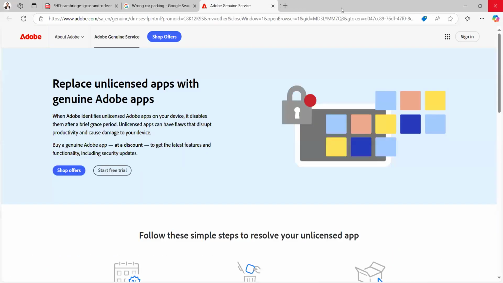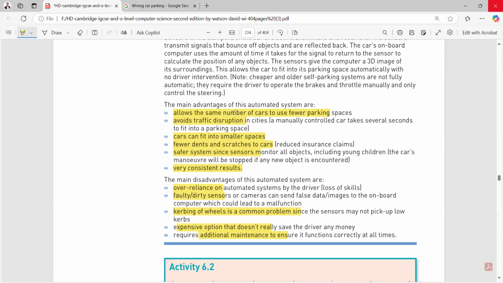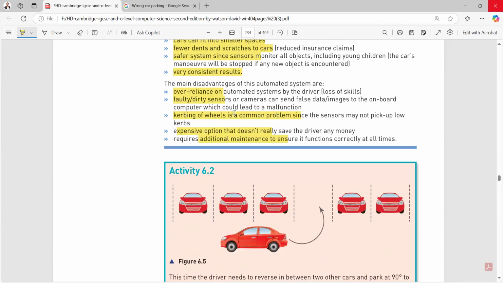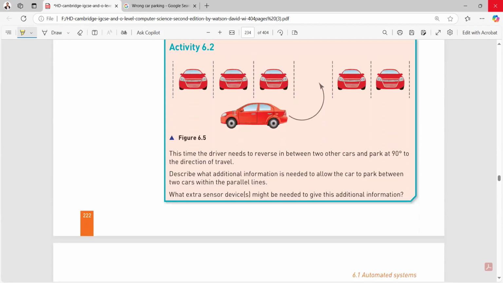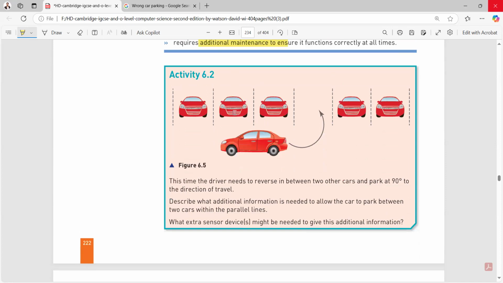That's it. This is an example of an auto parking sensor, as you can see. But for an auto parking sensor, you need an expensive car, maybe a BMW or something like this, as I explained to you.